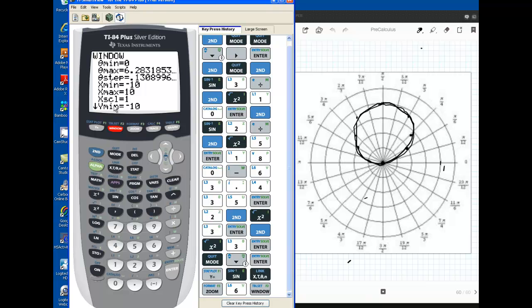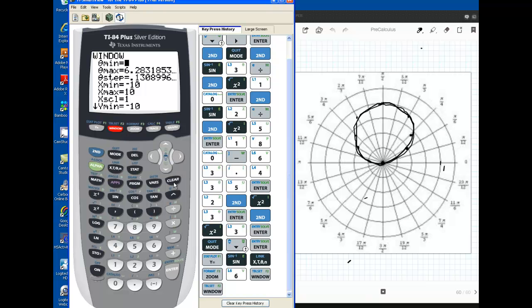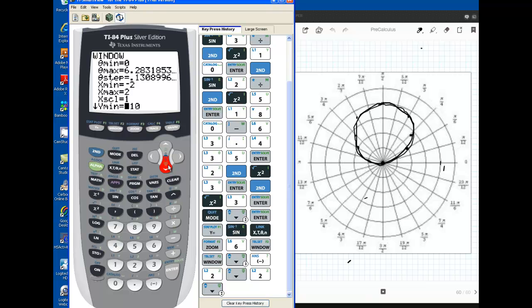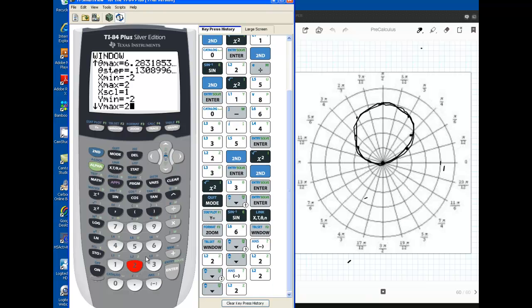I don't like this min-max thing, so I'm going to go to my window here, and I'm going to tweak this. It didn't appear to be a circle that needs to be way out to 10. In fact, the highest that I get is 1. So maybe the x-min can be -2. We'll go -2 to 2, and then we'll do the same thing, -2 to 2. We'll keep it uniform. And then let's graph it and see what it looks like.